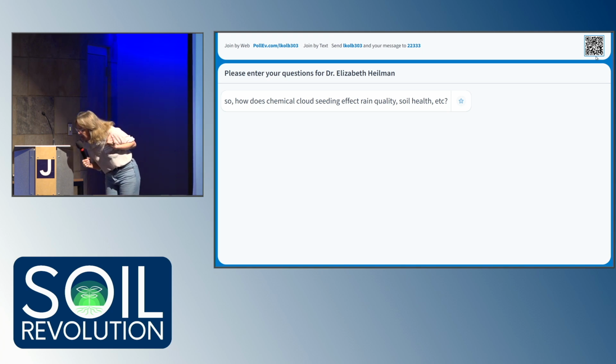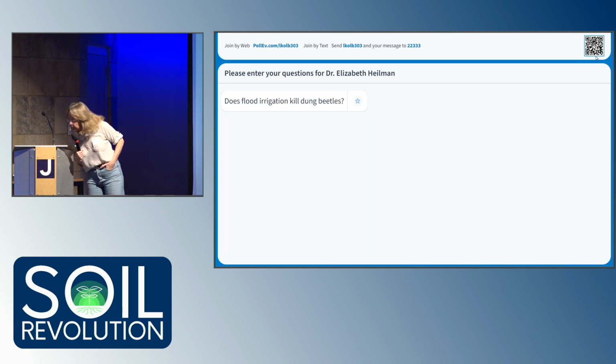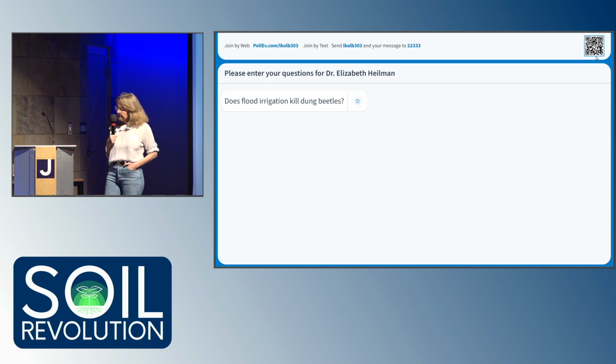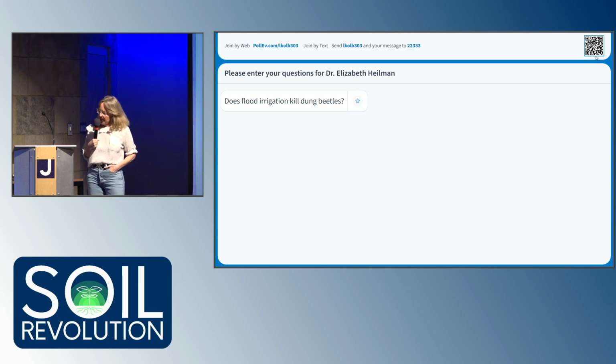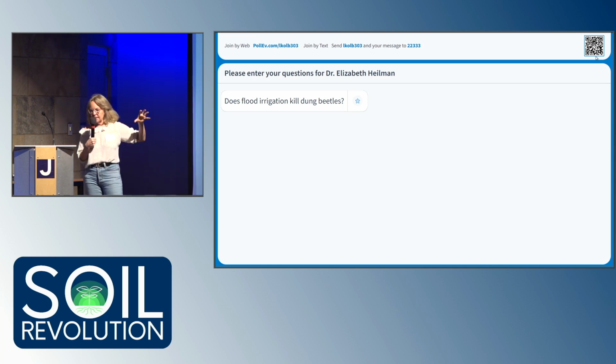Okay, back to dung beetles here. Does flood irrigation kill dung beetles? Yes, it does. But they can fly, right? So they're able to fly 30 miles in a day. So it depends on the timing. They can fly away and rehome.